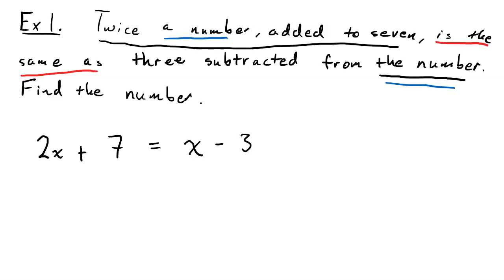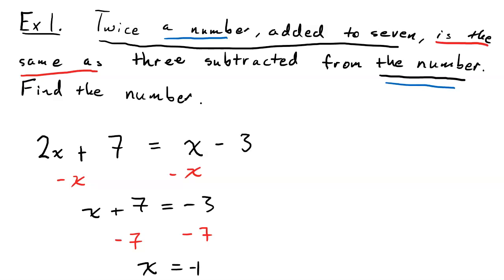The first thing we're going to do is move this x over, which gives us x plus 7 is equal to negative 3. And then we're going to subtract 7 on both sides. This gives us the solution that x is equal to negative 10. Okay, let's try another one.